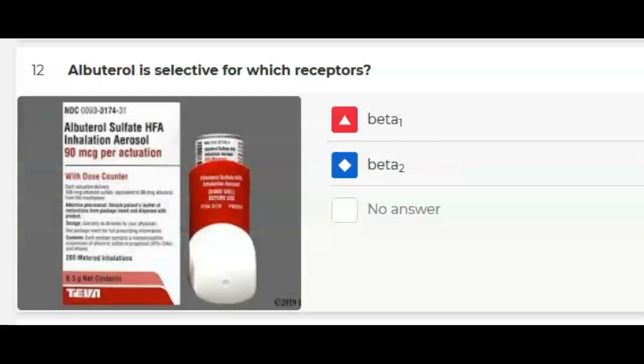Albuterol, on the other hand, is a selective medication. It's selective for one receptor. And is it beta-1 or beta-2? The correct answer is beta-2. And if you have problems remembering that, remember that I have 2 lungs, 1 heart. Albuterol, I know it's an inhaler. I take it for my asthma. It's for respiratory disorders. I know it's affecting my 2 lungs. It's affecting the beta-2 receptor.